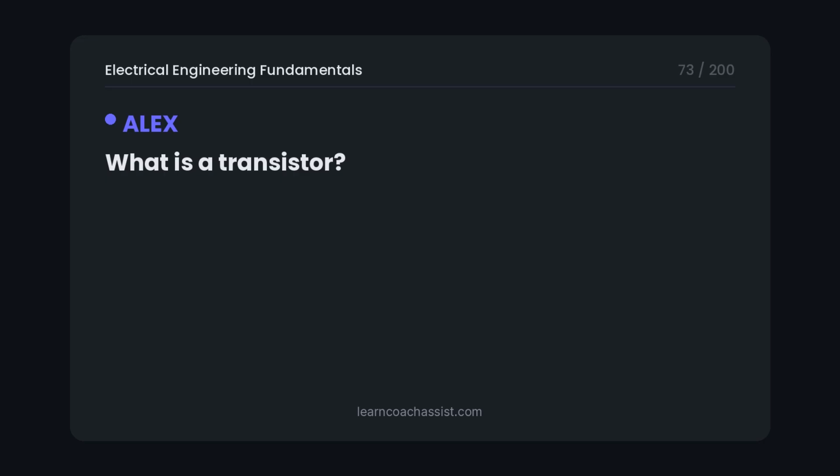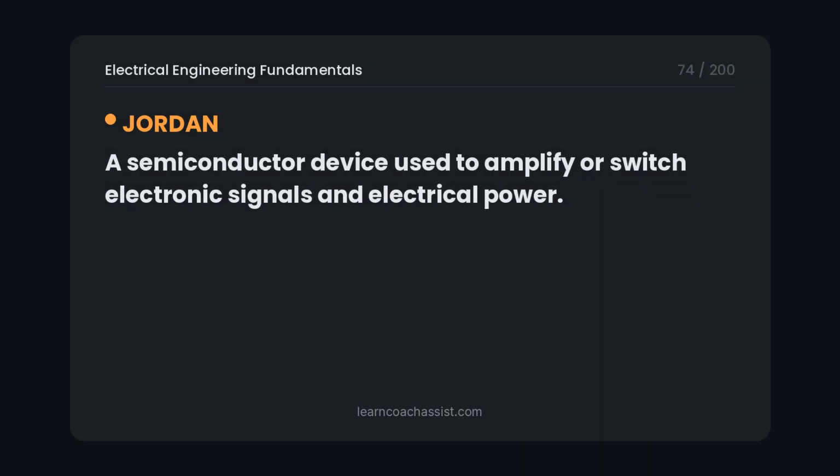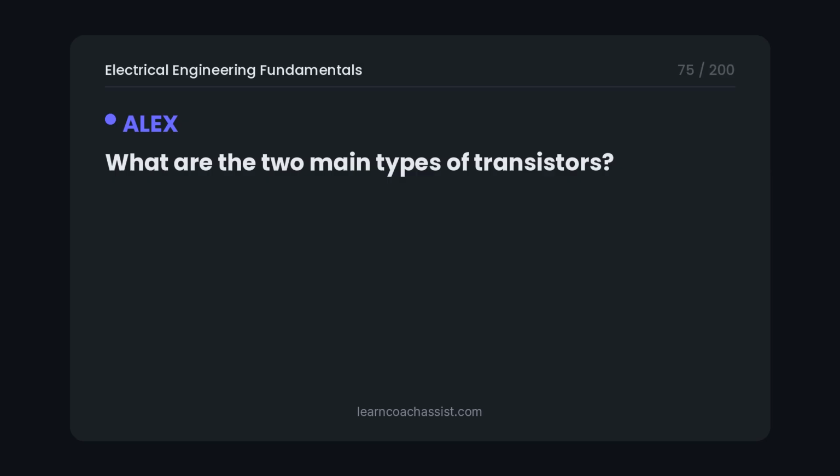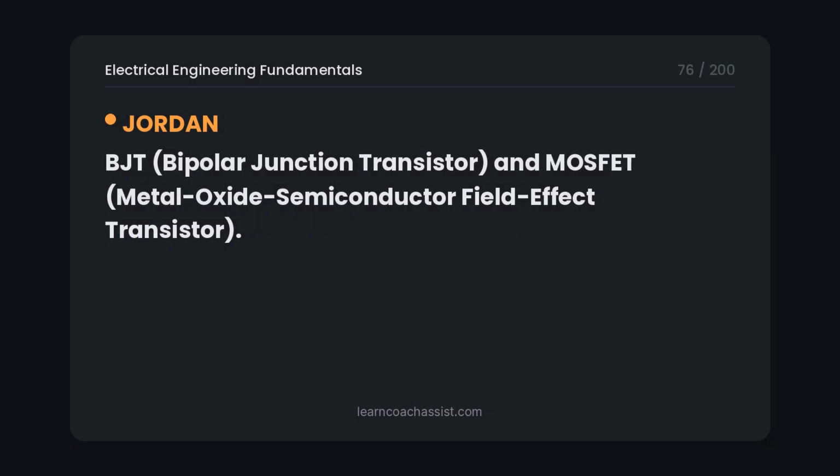What is a transistor? A semiconductor device used to amplify or switch electronic signals and electrical power. What are the two main types of transistors? BJT, bipolar junction transistor, and MOSFET, metal oxide semiconductor field effect transistor.